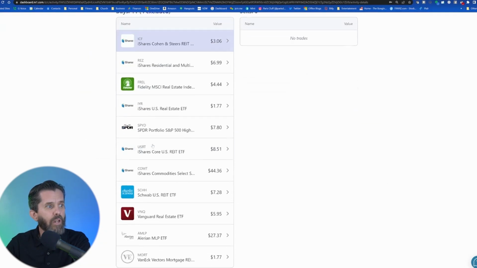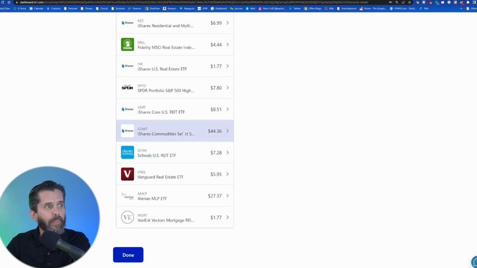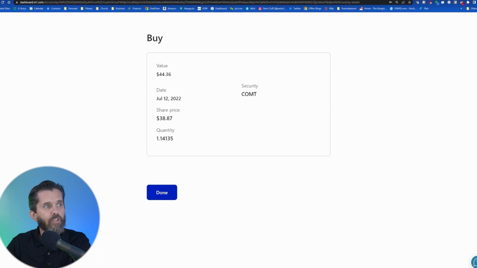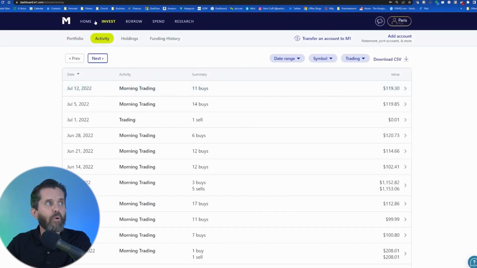So let's take a look at this other one here. So I put a little bit more money in COMT, which is commodities. So it's $44 went into this one, and the price is $38. So I was able to buy more than one share. So about 1.14135 shares. So as you can see, it doesn't necessarily matter if you have enough money to buy a share or not, or buy 2 or 10 or whatever shares. Just put what money in you can and buy a fraction of the share so that you can take advantage of owning that stock. And eventually, as you continue to contribute, as you continue to dollar cost average, you're going to own more and more shares as you own more and more fractions of the shares.